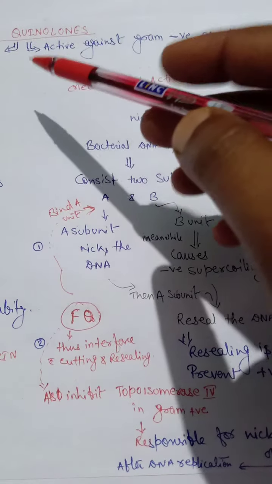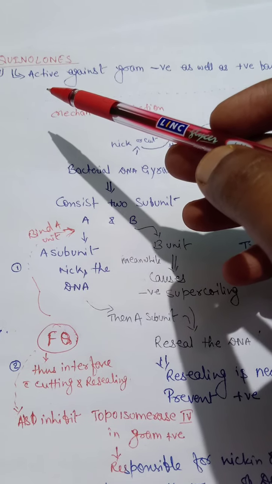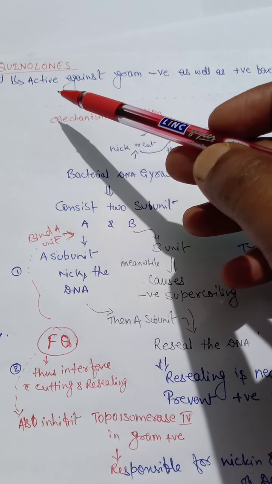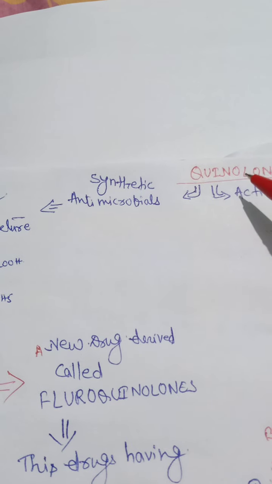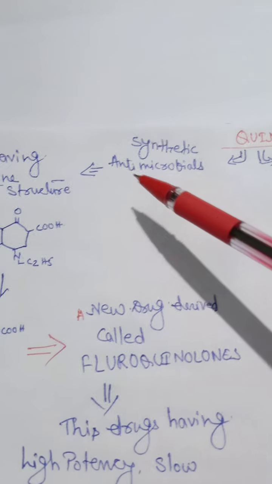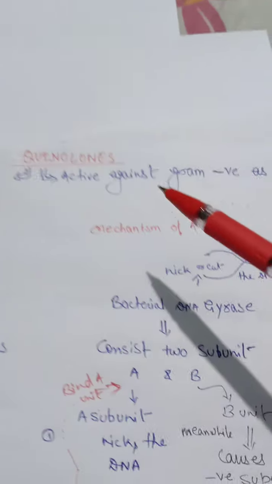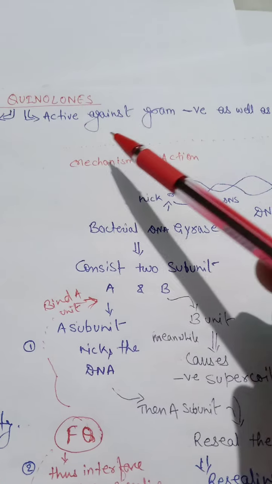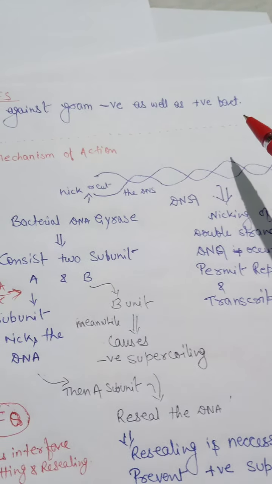So we are continuing with the Quinolones drugs. How the Quinolones drugs are formed. These Quinolones drugs are synthetic derivatives. These Quinolones are synthetic antimicrobial drugs, and they are active against gram negative as well as gram positive bacteria.